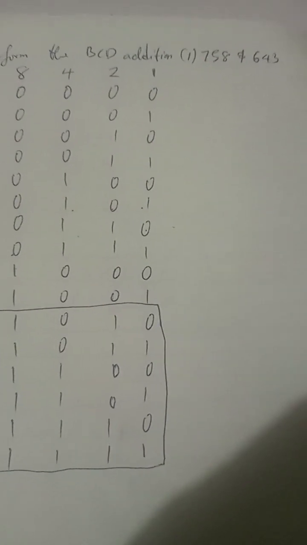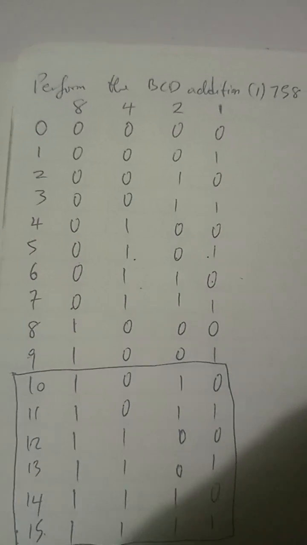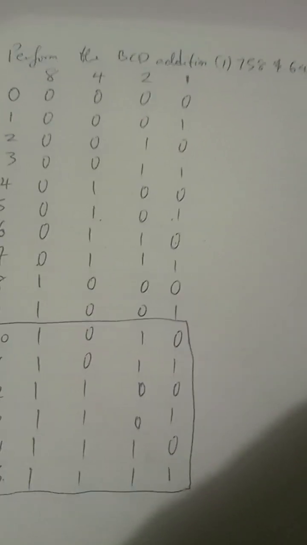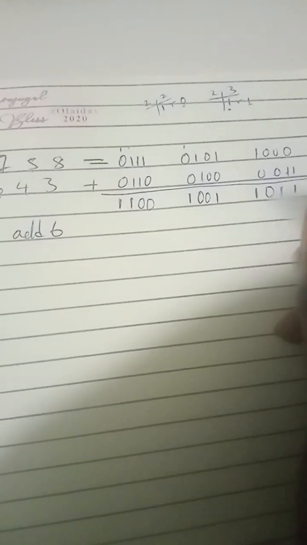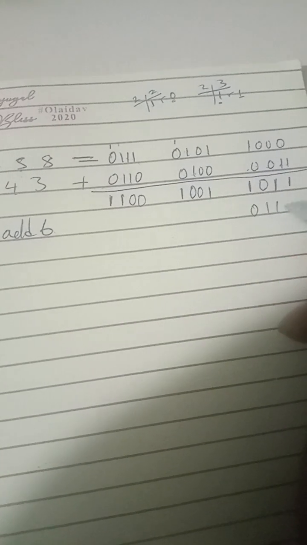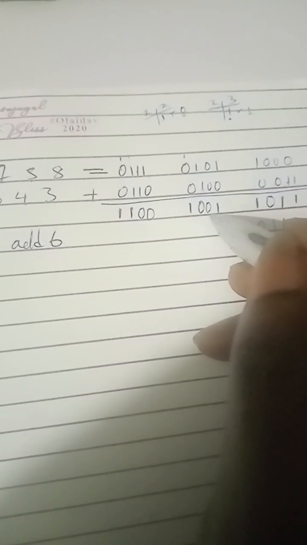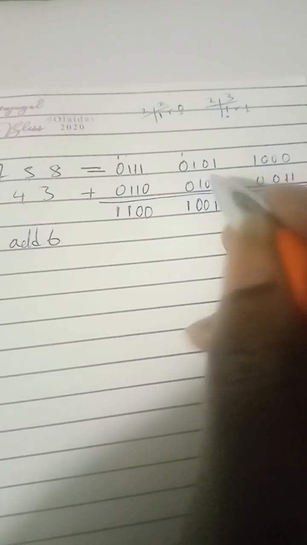So what I would do is add 6. I will not just add 6. Which 6 am I adding? I'm adding the notation of 6 in binary form, that is 0110. Look at this one also. Is this one more than 9? No, this is 9. So I will leave it. I will not touch it.